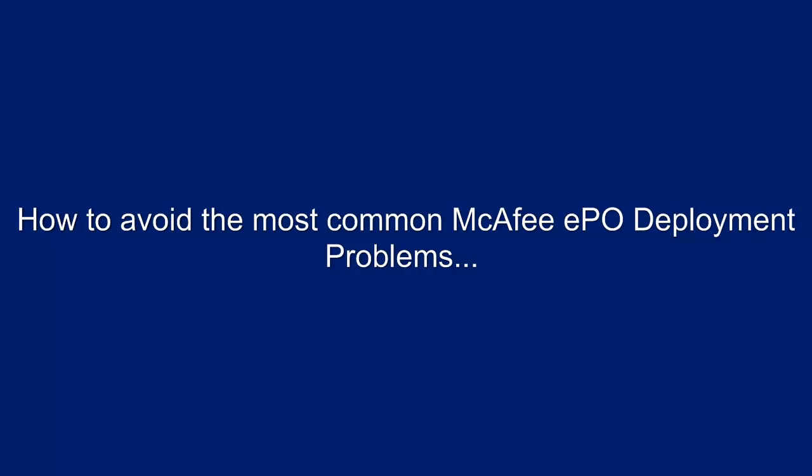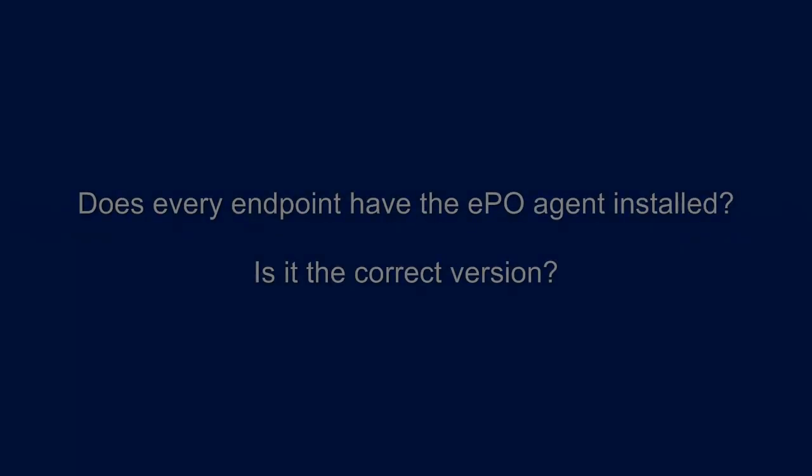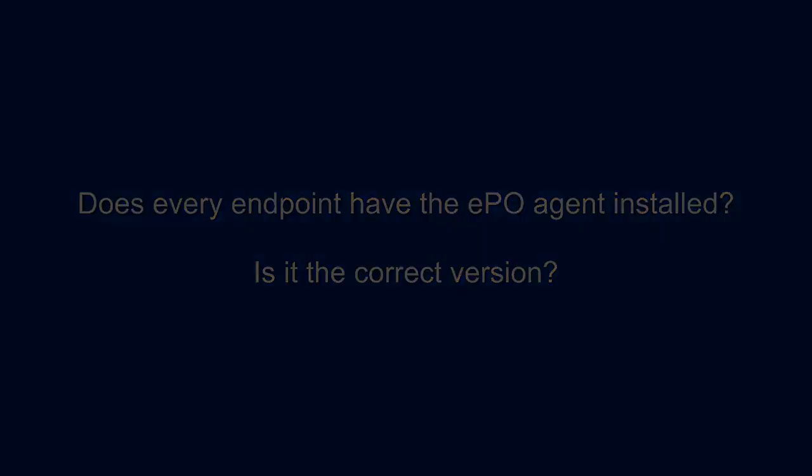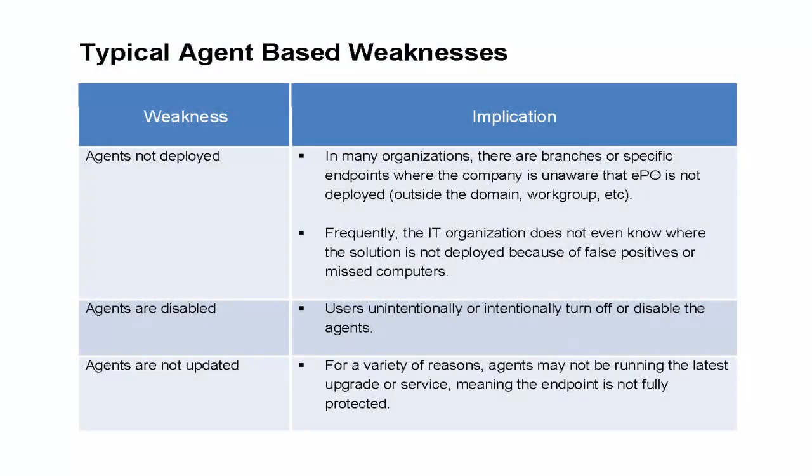In a moment, we will be discussing how to avoid the four most common but avoidable problems plaguing many EPO VirusScan deployments. First, we want to be able to validate that every endpoint has the EPO agent installed and has the correct version. Like most endpoint management solutions, EPO's architecture relies on agents installed on every managed endpoint in the organization. These agents must be configured accurately on each endpoint for the solution to be available and effective.